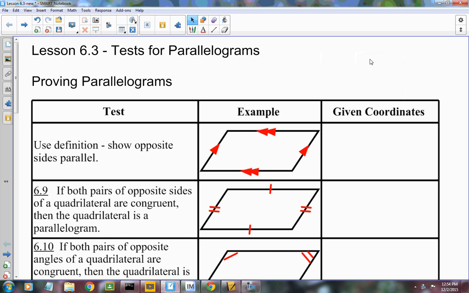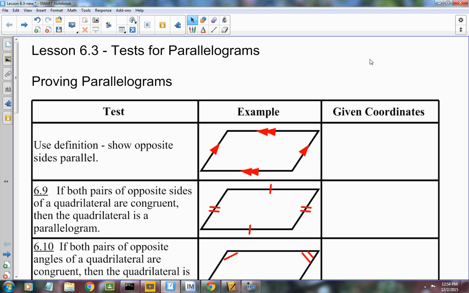So yesterday we talked about parallelograms. And what did we learn about parallelograms? What makes a parallelogram? Opposite sides are parallel, right? Okay? And what else is true about parallelograms? Opposite sides are congruent, right?